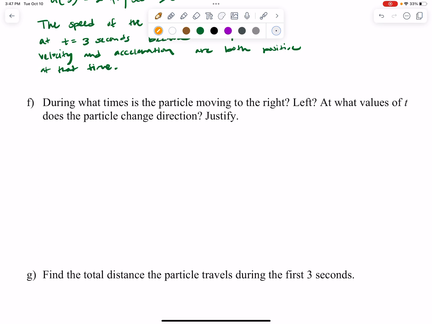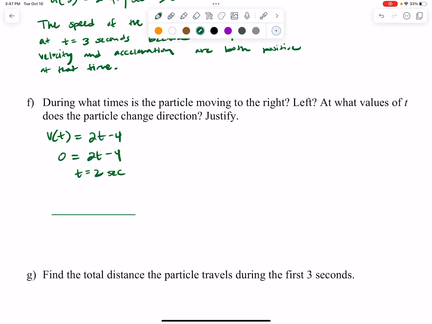During what times is the particle moving to the right, to the left, and at what values of t does the particle change direction? Well, change of direction means that velocity would have to change sign, so it would have to pass through 0. So let's first think about where velocity would be equal to 0. Velocity is 2t minus 4, so setting velocity equal to 0 and solving that equation, we end up with t is equal to 2. So velocity is 0 at 2 seconds.